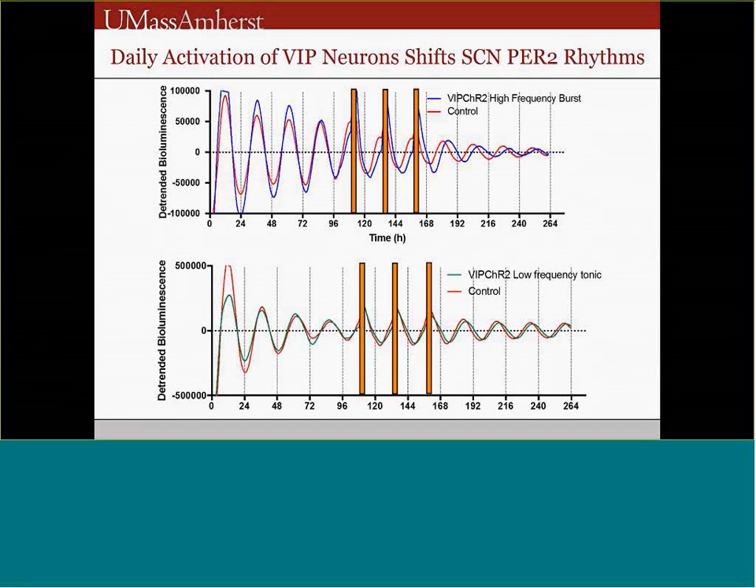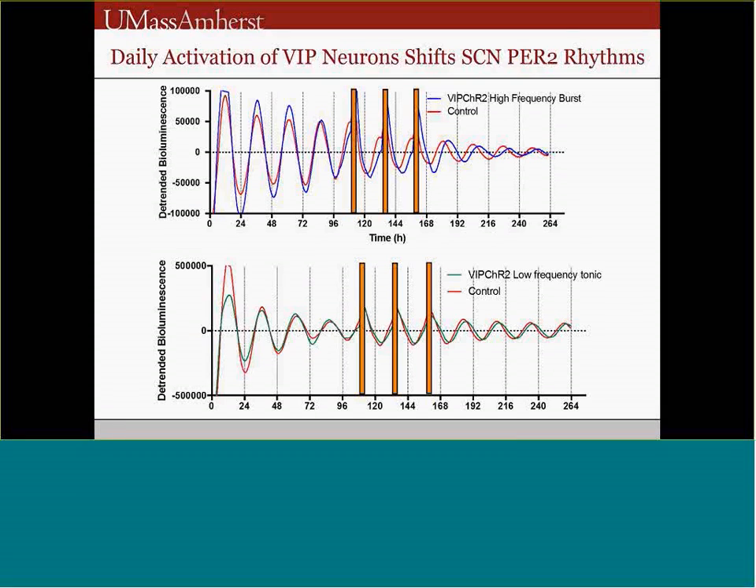Erik has some preliminary results here showing that it's not just the firing frequency or the stimulus that matters, it's how often you apply the stimulus. This is an experiment where you have two cells, one with the engineered cell, one with the control. You apply a stimulus. In this case, it's the same total amount of pulses, but these pulses are very rapid. And these pulses, in this case, are applied more in a tonic fashion, a lot less frequently. And you can see if they're applied in a bursting fashion, you get much more shifting of the neurons.